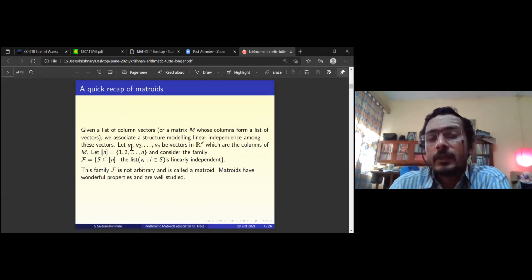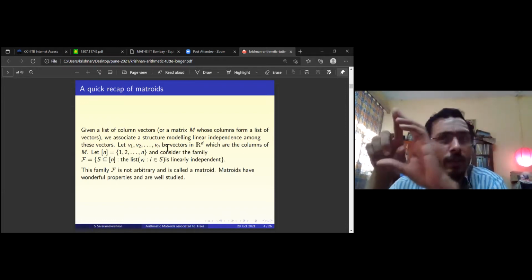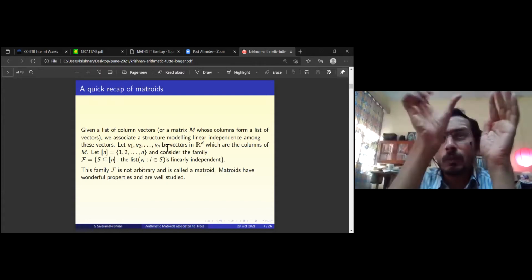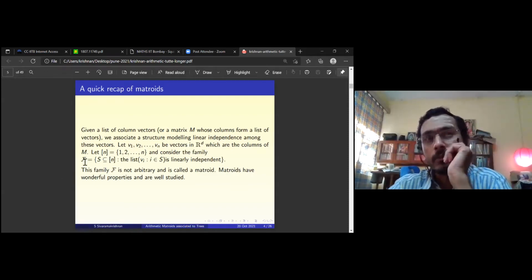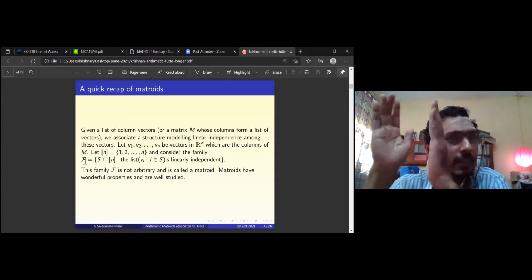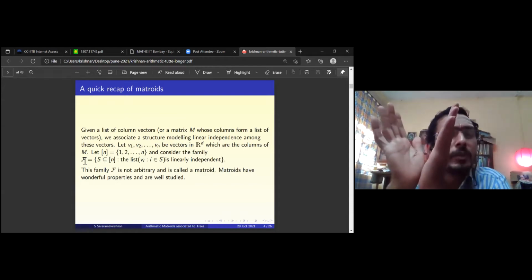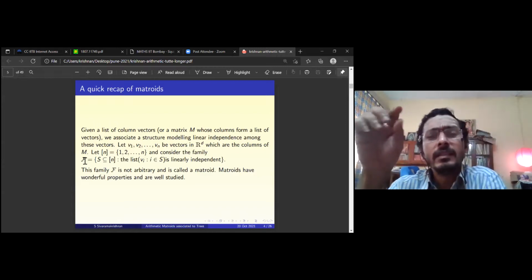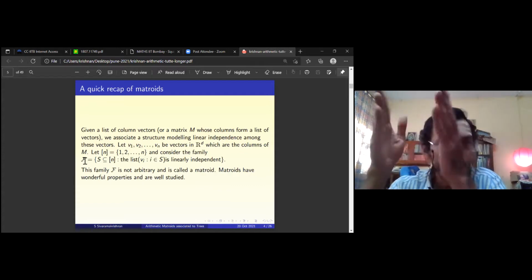So let me just recap this. We have v1 to vn. These are vectors in R to the D. The D is irrelevant actually. And now you have, let's say, the first vector, second vector, etc., N vectors. So look at all those possible combinations which are linearly independent, that you form as a set system. So this script F is a set system, and it's actually a simplicial complex, because if some S is a set of linearly independent vectors, any T which is a subset of S will also be linearly independent. So this is downward closed.